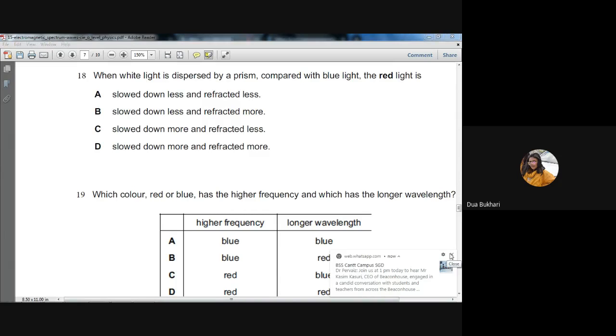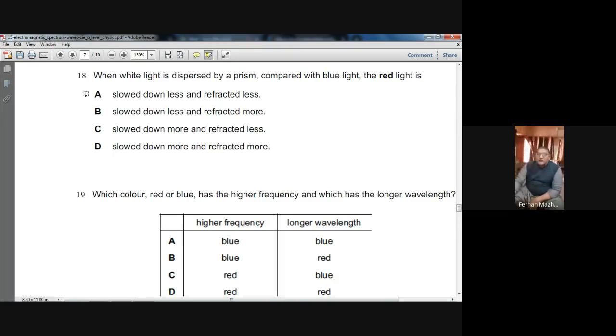Sir, what does "slow down less" mean? The red is on the top in that band of colors, and that is because it bends less. The one thing you can see from that band is the red has bent less. It has refracted less. The refraction takes place because of the change in the speed. So because it refracts less, from there we know it slowed down less in the prism as compared to the blue light. So A is the choice.